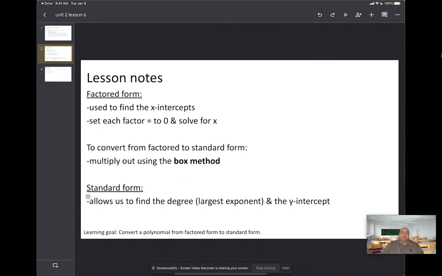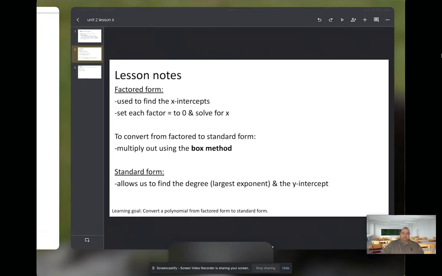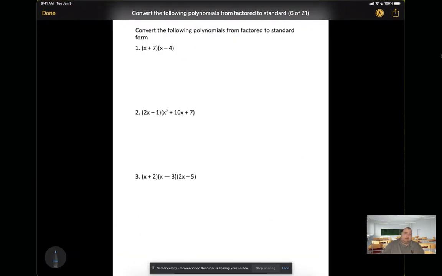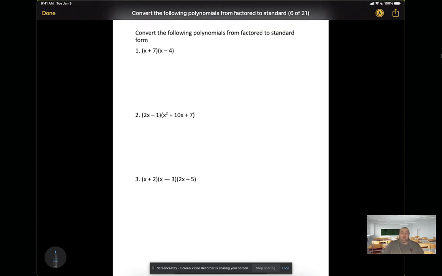And the reason we need what we call a standard form is that it allows us to find the degree. Okay, it allows us to find the largest exponent, and it allows us to figure out the y-intercept. Remember, the y-intercept is the constant term of the polynomials. So we would need to know the standard form in order to do that. So the examples today are going to be all about converting from factored to standard form. And again, we're going to use the box method.